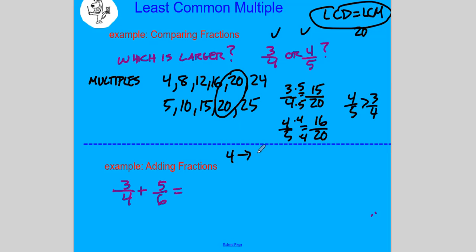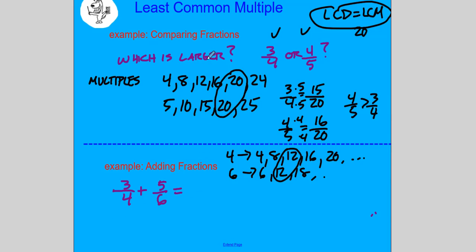The multiples of 4 are 4, 8, 12, 16, 20, etc. Multiples of 6 are 6, 12, 18, etc. So notice the least common multiple is 12. The advantage of using the least common multiple when you add or subtract fractions is you don't have to do as much reducing later.